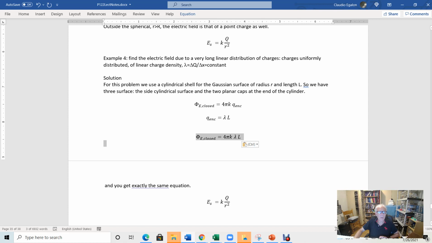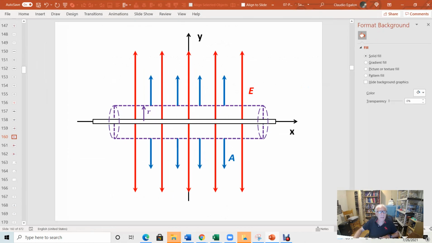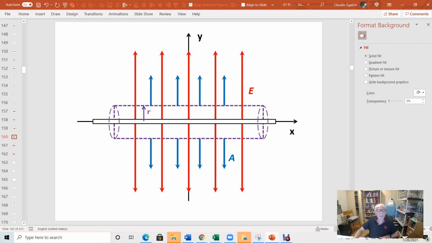Okay, so here we go. What's going to be the electric flux? Let's call each of those surfaces surface 1, 2, and 3. Oh, by the way, if you go back here to this cylinder, because this line is very long, we should expect that the electric field at this surface is going to be exactly the same.